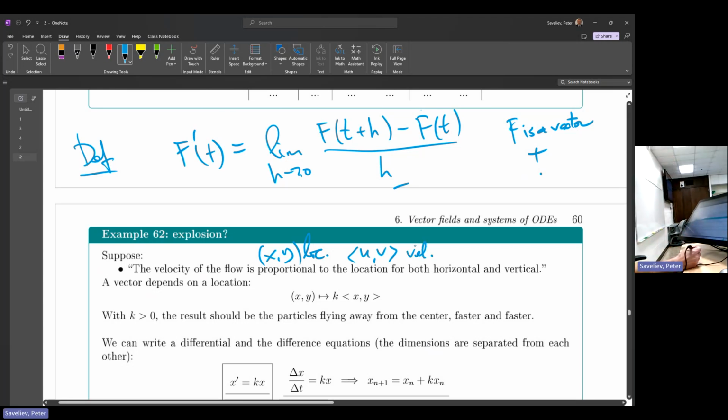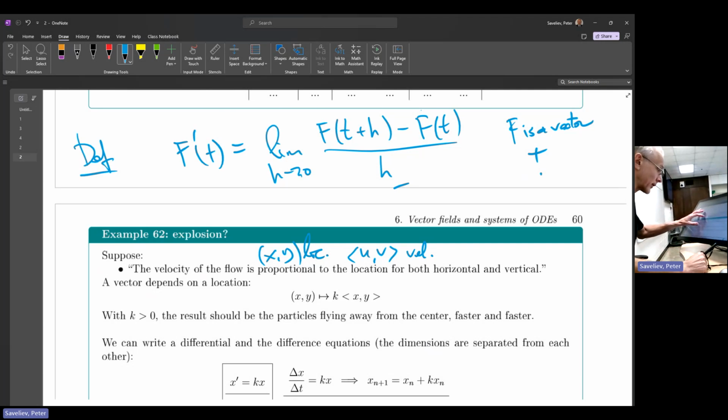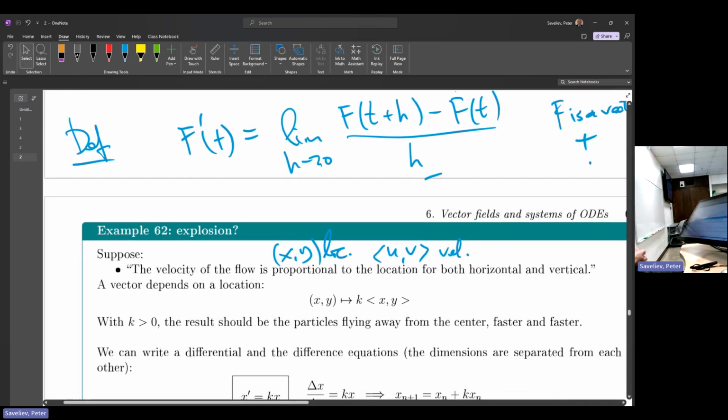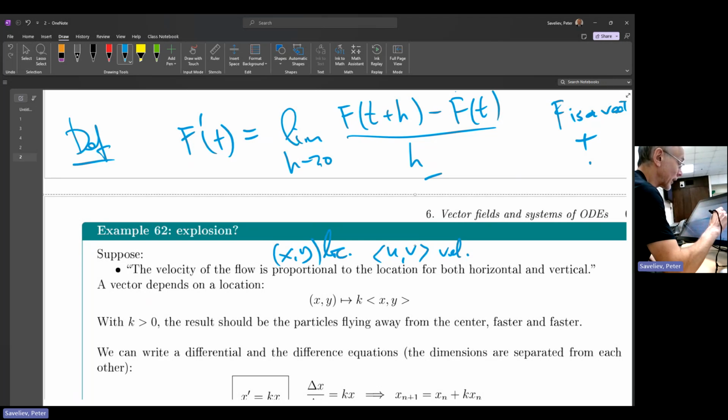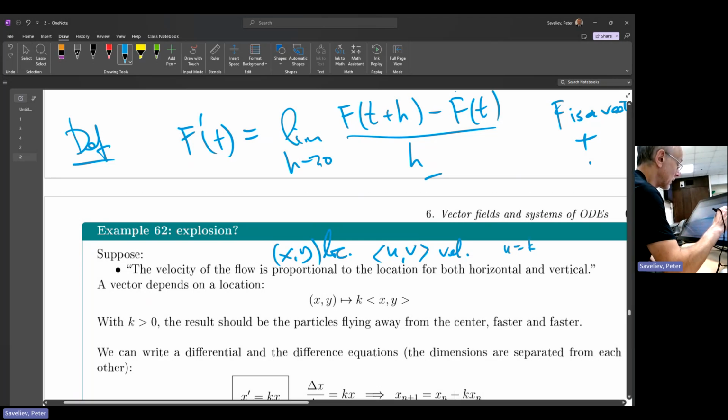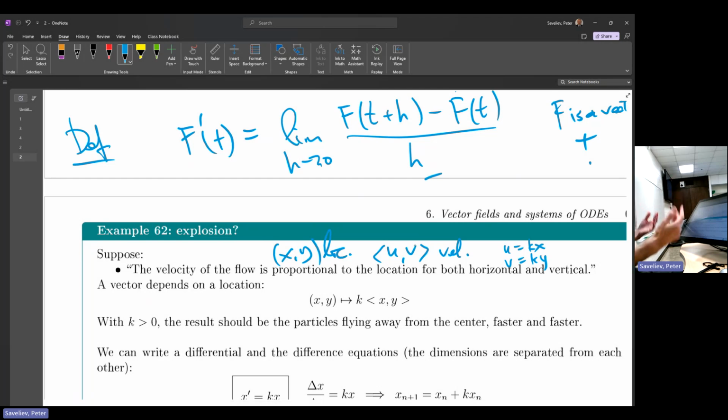Once again, let's carefully read the sentence. The velocity of the flow is proportional to the location. So the farther away you are from the center, from the origin, the faster you go. Then assuming that the proportion is the same, you write simply u is equal to kx and v is equal to ky. So that's how you can do it if you do two separate analyses. Let's do it anyway, just for practice.